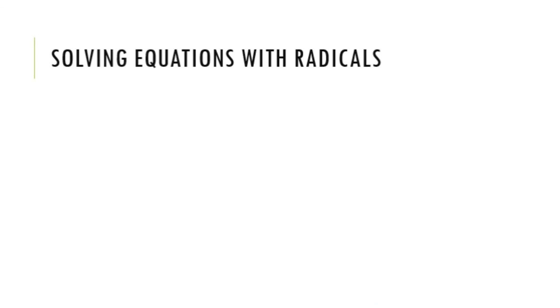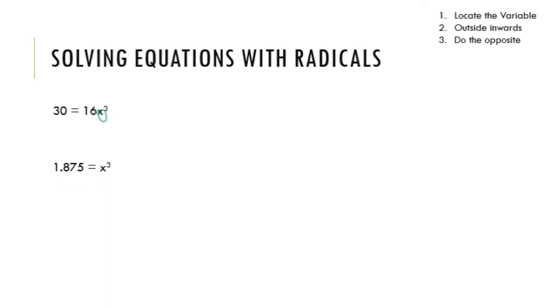Now let's look at solving equations with radicals. We're going to locate the variable, work from the outside in, and do the opposite to get rid of something. This is my general 3 steps for solving any equation. So let's locate the variable. The variable is x. So to get that by itself, we're going to work from the outside inward. So the outside thing is 16, and we're going to do the opposite, which is divide. So I'm going to divide both sides by 16.